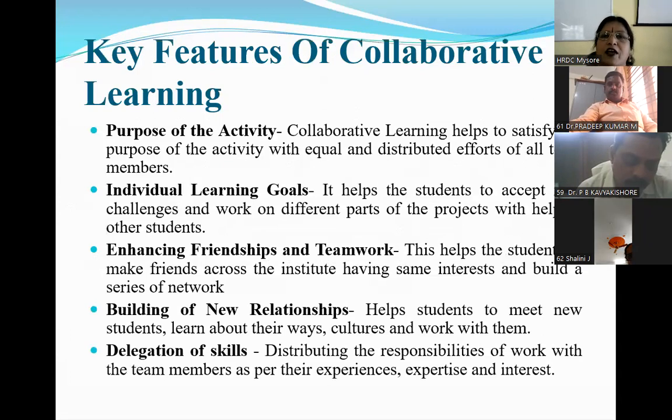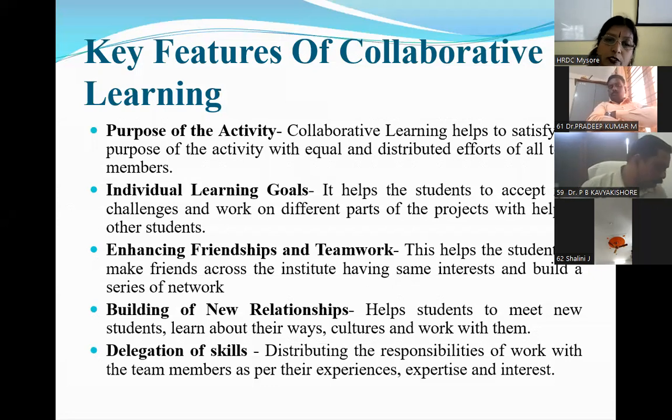So what are the key factors or the key features of the collaborative approach? The first one is purpose of the activity. Collaborative learning helps to satisfy the purpose of the activity with equal and distributed efforts from all team members. So as I told you, whatever the purpose is, that should be made known to the group members, so that all of them get ready to work together.